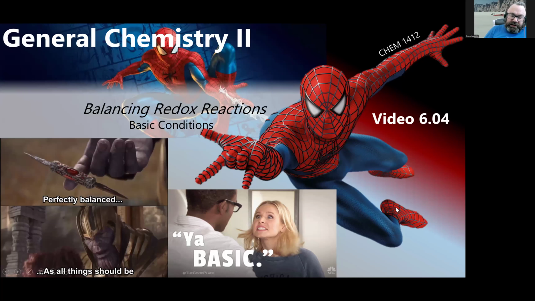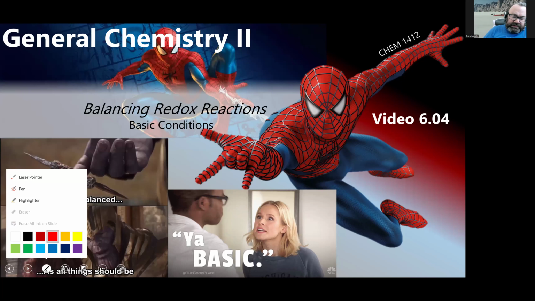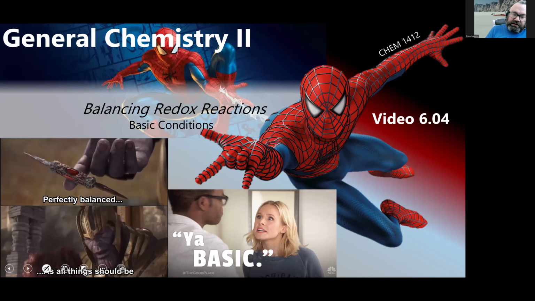There it is. Okay, so what we're looking at now, we talked about balancing things in terms of acidic conditions. Now we're going to look at things in terms of basic conditions. The nice thing is everything we talked about in terms of acidic conditions is going to also apply to basic conditions. So our atoms have to be balanced, the charge has to be balanced, and all that stuff.